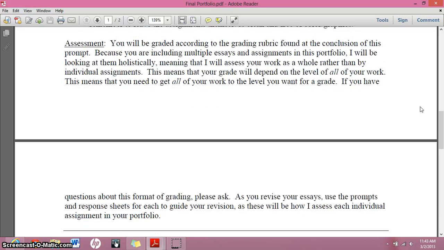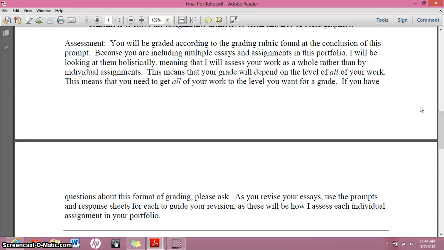When it comes to assessment, I am going to be judging each individual paper by the prompt and response sheet / rubric that came with each paper. So when I look at your self-analysis, I'm going to be grading it based on the prompt and rubric that I gave you for that. When I look at your descriptive analysis, I'm going to be grading it based on its own individual prompt and response sheet. Does that make sense? There's not a big collective one. Each paper has to meet its own requirements.